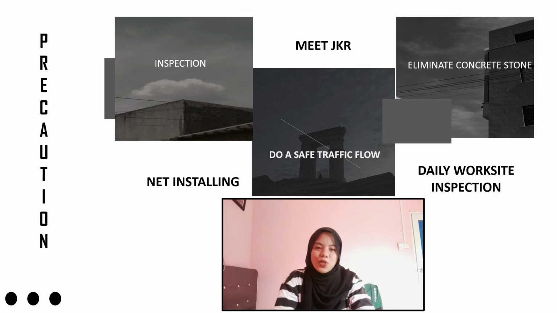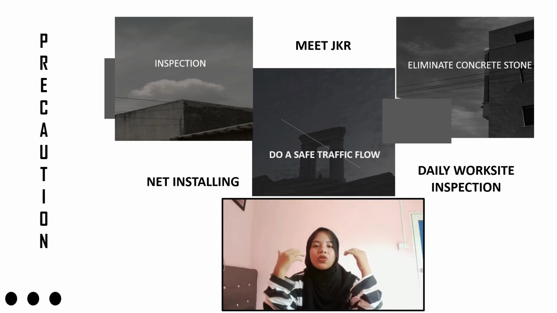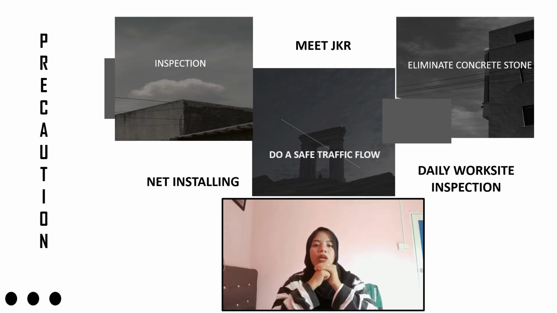Precautions. As we all know, precaution is important in every construction area, especially a construction area nearby the road. So there are six precautions that can be taken at a construction area nearby the road to avoid the accident on 19 September from happening again.